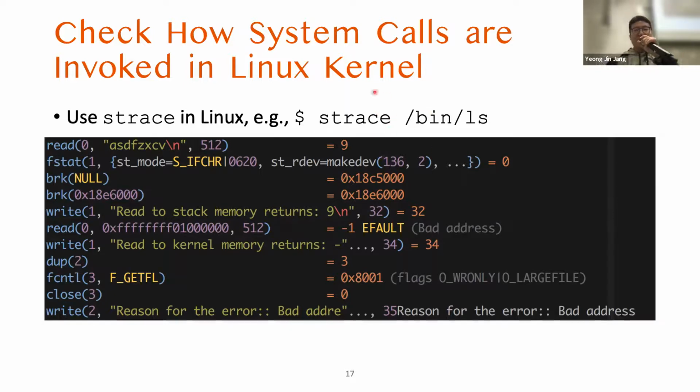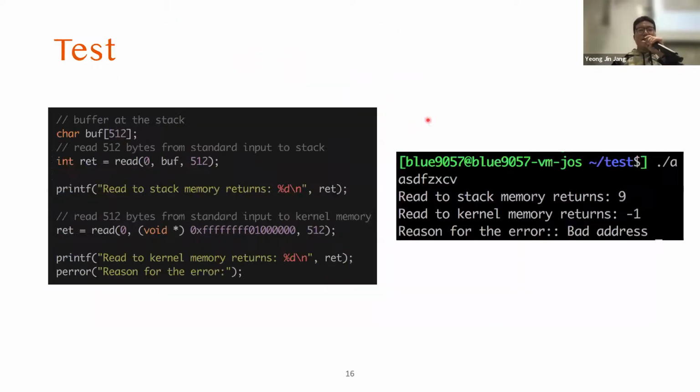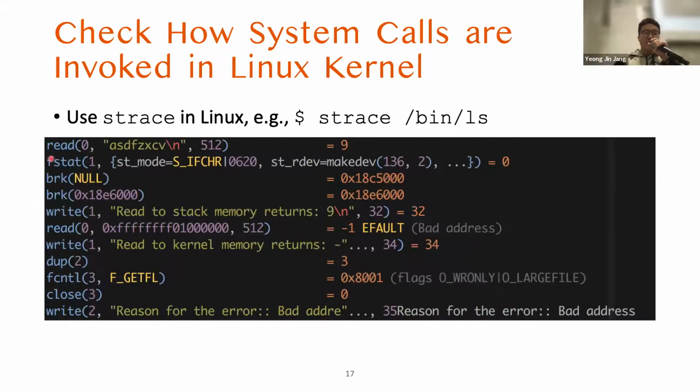So this is not a strace of the bin ls, but the strace of this application. What I wrote is read, printf, something, and then it calls the read system call, and then printf is internally switched to the write system call, right? So you can see all these kinds of system call interactions.